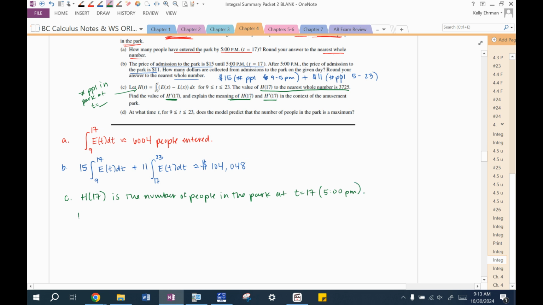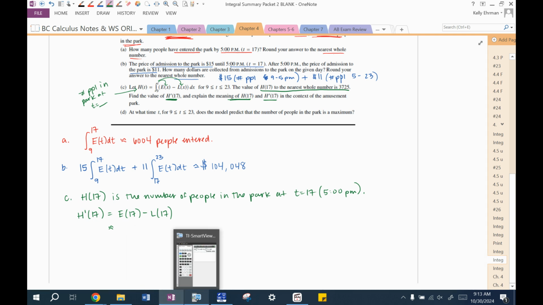Now I need to find h prime of 17. So h prime of 17, you're taking the derivative of the integral. So that's going to become, remember the t gets plugged in, e of 17 minus L of 17. So let's find what that number is first. It doesn't say to round it to the nearest whole number.